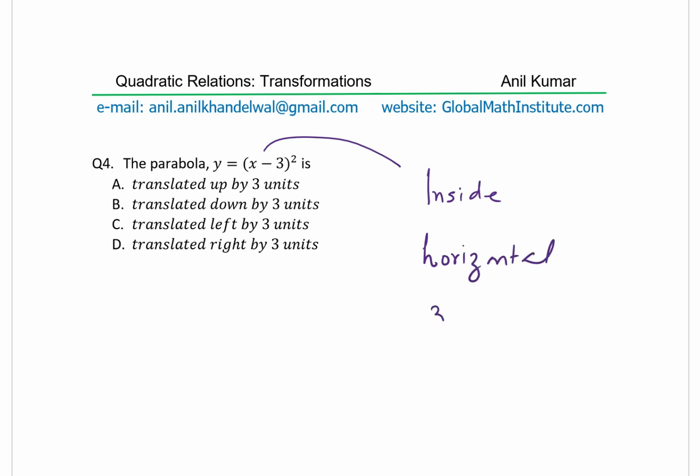And it is 3 units right. Since if we put 3 here for x, positive 3, it becomes 0. So 3 units right is what we're looking into, option D, translated right by 3 units.